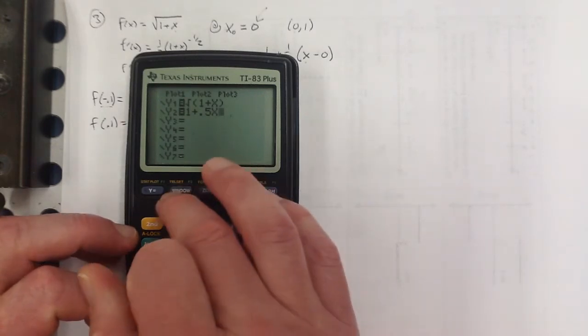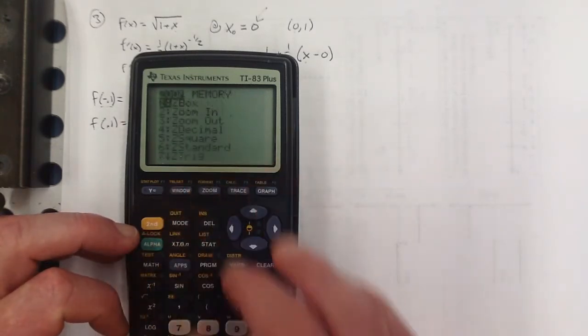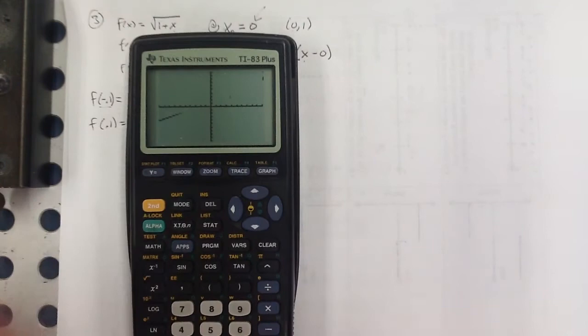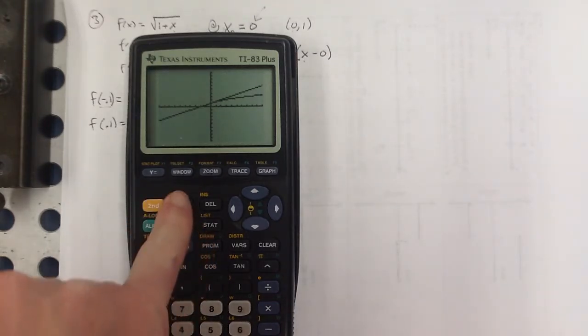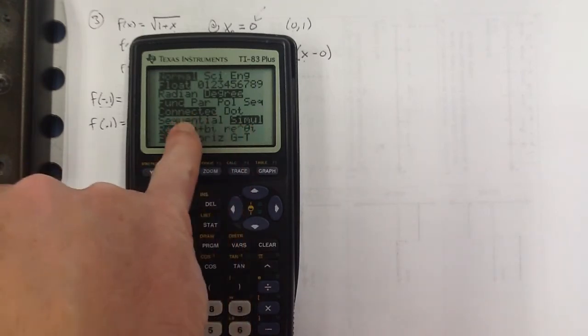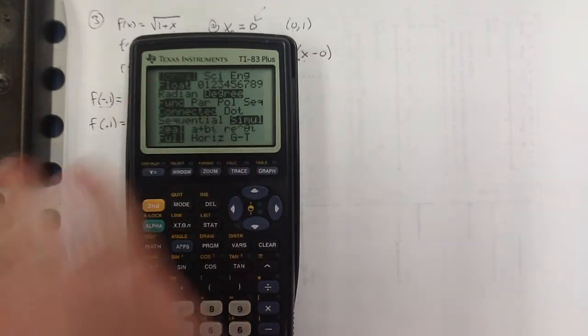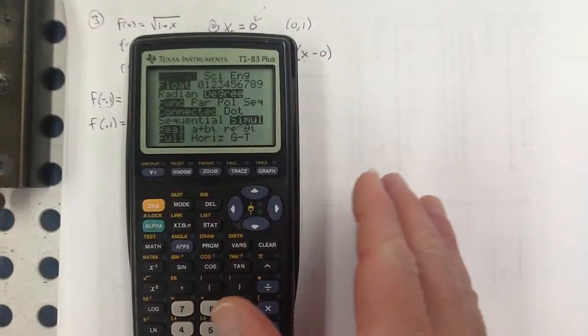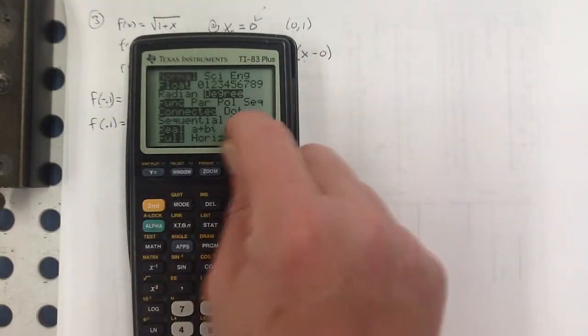And let's just go ahead and zoom 6. Look at it on the regular window. This is not a good window to look at it on. My graph, if you're wondering why my calculator graphed it that way, I am in simultaneous mode. Yours might be in sequential mode. That means sequential is graph y1 and then graph y2. Mine does them together because I have it in that mode.